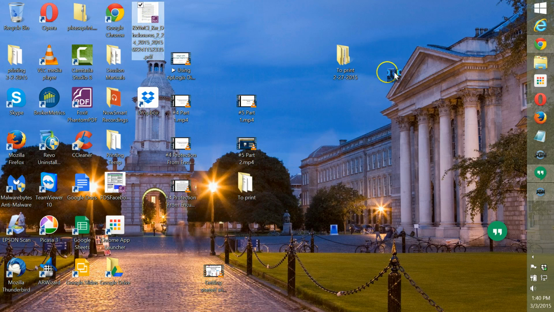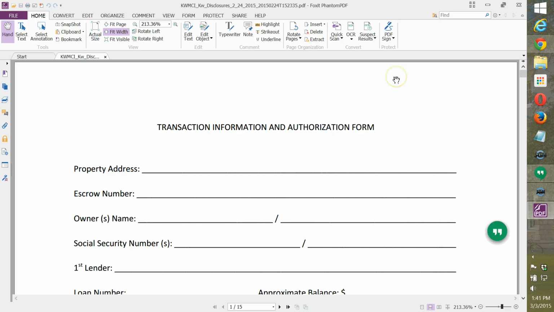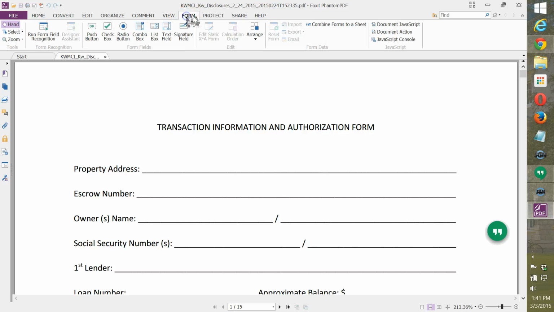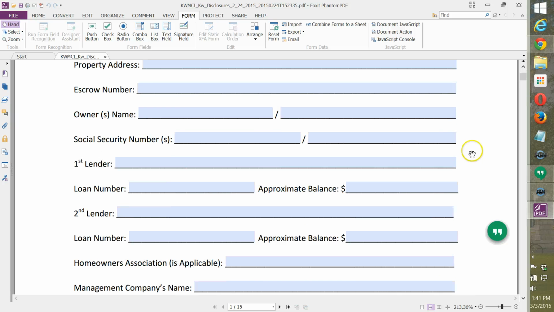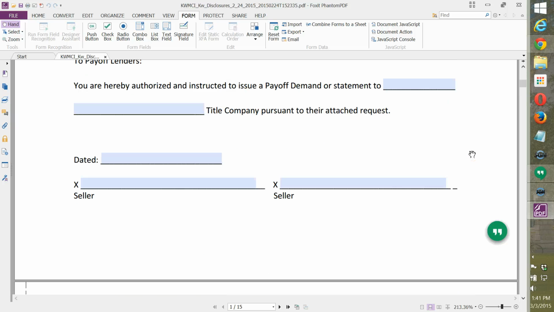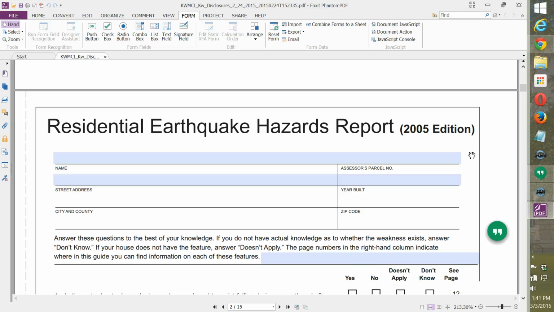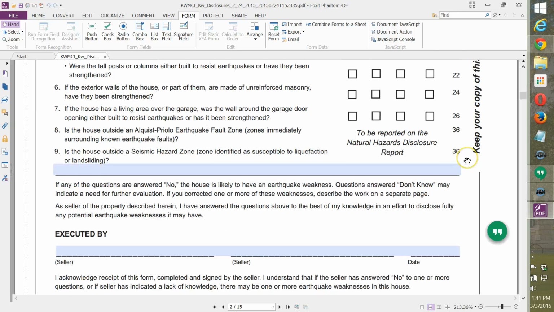KWMCI disclosures. We have in our office programs from Adobe Acrobat. It's on almost all the computers. But this is more of an offbeat program. It's called Foxit, F-O-X-I-T. It's something you have to pay for, which is why most real estate agents don't have it. And if I click on form, it's got a form recognition tool. And I've clicked on OK, and you see that? Look, you see that? Wasn't that beautiful, right? Now it's not perfect.